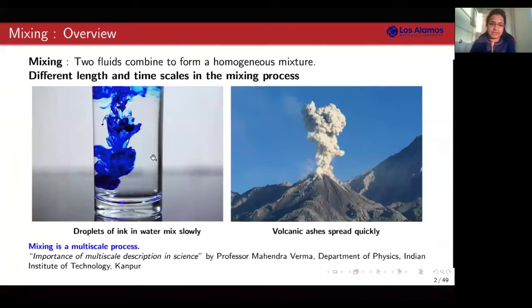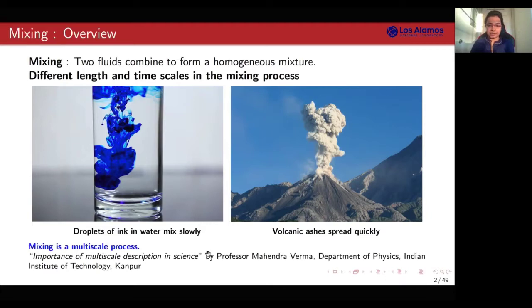For example, in the picture on the left, there is a drop mixing in a glass of water, and mixing happens on the scale of a glass. Whereas in the picture on the right, we have a volcano erupting, and the ashes mix with the atmosphere. So mixing happens on the scale of a mountain. Mixing is aptly called a multiscale process because we have to resolve all the scales, from the system size down to the molecular scales, if possible.